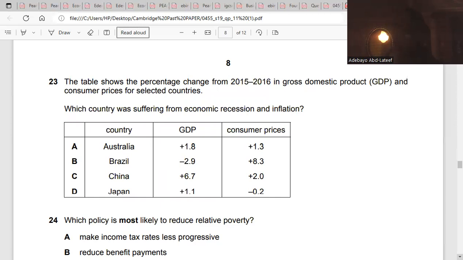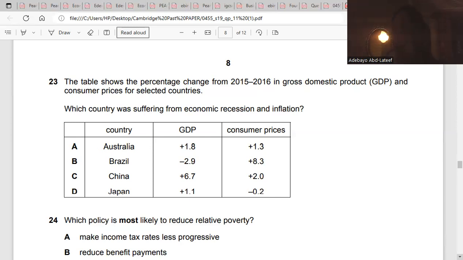So a country that is witnessing a fall in its GDP and at the same time a rise in inflation has stagflation. But a country that, after or during recession, is able to increase its GDP, we call it reflation. So put that in mind. It's A level anyway.